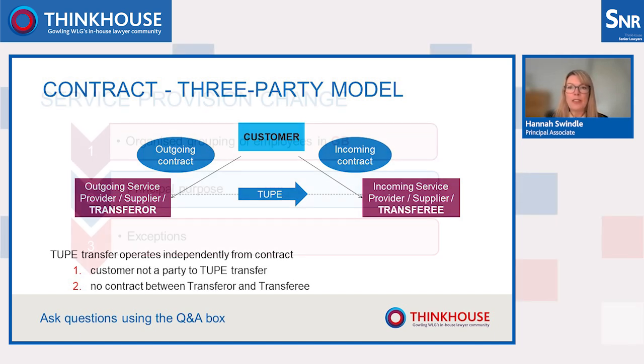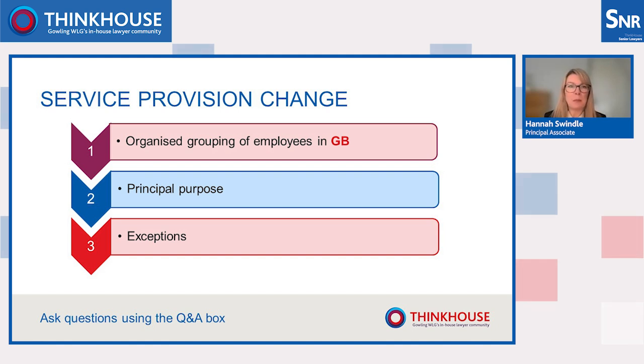So if we move on and look at the conditions for a service provision change in a bit more detail then. So you need an organised grouping of employees situated in Great Britain. So an organised group. And their principal purpose needs to be the carrying out of activities on behalf of the client. They've got to be deliberately organised to carry out those tasks. It's not enough that you might have a group of employees who end up mainly working on activities for one client by happenstance, a term we've had from case law, such as, for example, because of the particular shifts they tend to work.